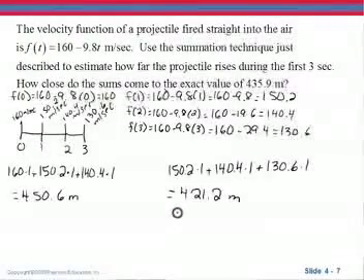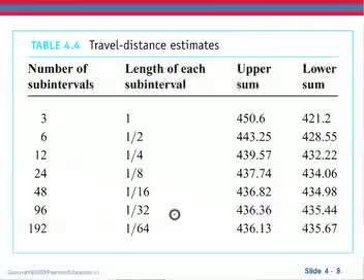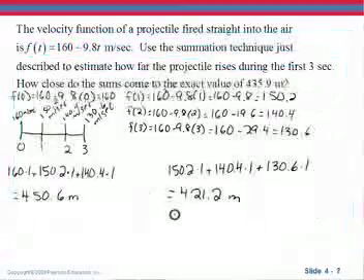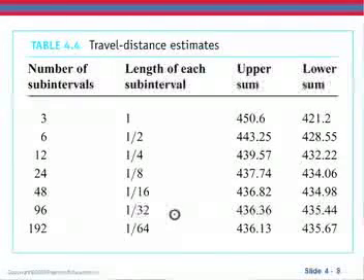So this is just a real-world example that uses that same kind of a concept that we were using to find area under a graph. Now this gives us more and more intervals. Of course we did 3, but as you do more and more intervals, you can see you get closer and closer to that actual value of 435.9.